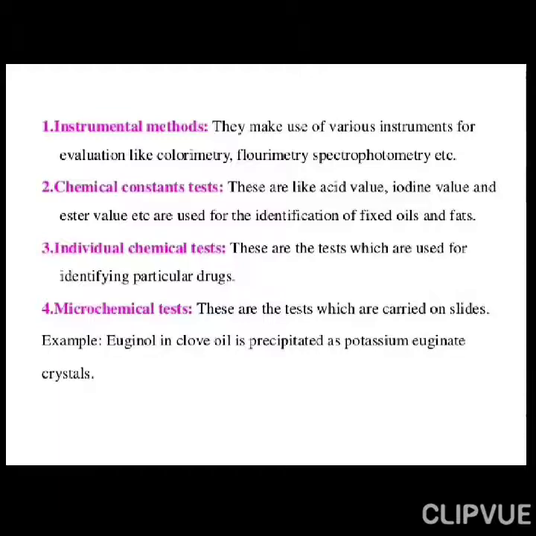Different chemical constituents will give different types of reflection of the light, right. That's what in spectrophotometry also we are going to evaluate, by the absorption we get, or functional group detection, and so on, right. Coming to the chemical constituents test, for example, acid value, iodine value, ester value, which are used for the identification of fixed oil and fat.